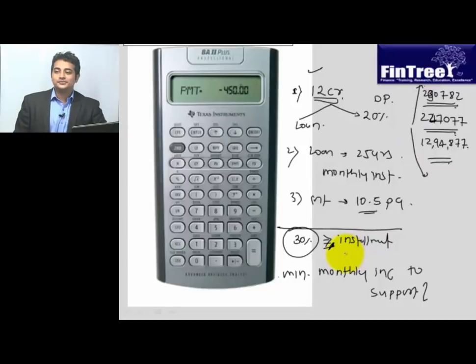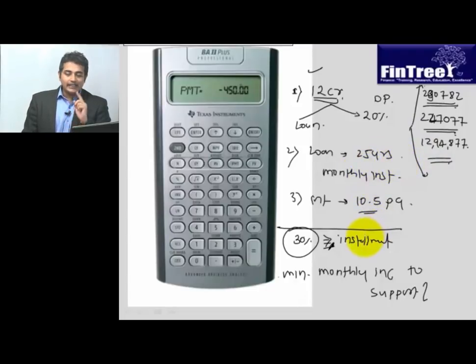Should we do this together? Yes. Okay. First thing that we'll do is we'll find out what would be the monthly installment. And if we have the monthly installment, we can always find out what should be the total income. Second, clear TVM. Make sure the calculator is on the end mode.